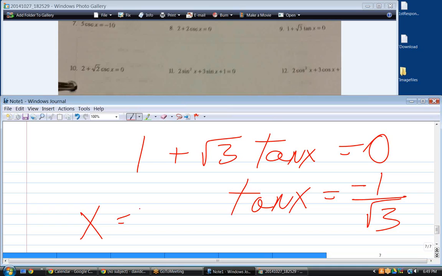This is negative. So where is it? Negative? Second and fourth quadrant. Okay. So it'll be 150 degrees. Good. And then it'll be 150 and 330.